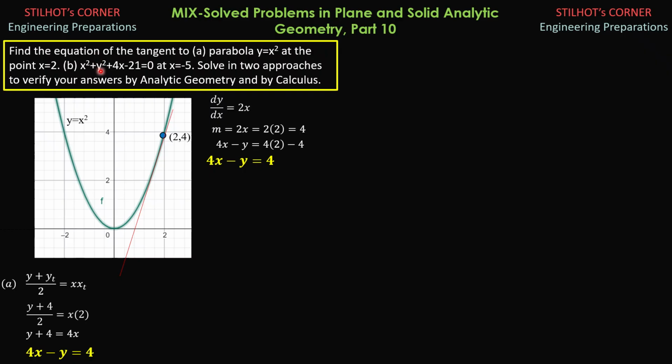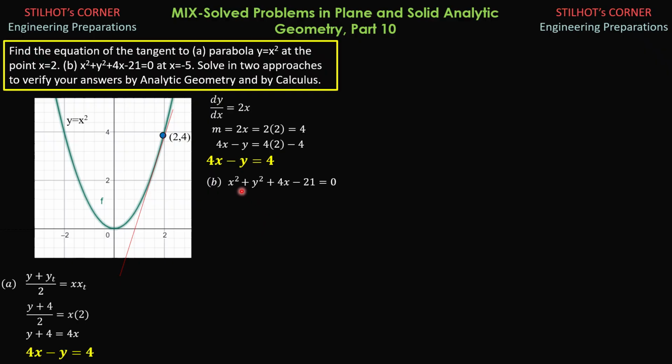For the second one, let's transform this. This qualifies as a circle. So let's complete the squares in x. y is already a perfect square, there's no other y term there. So quantity x squared plus 4x plus 4, by analytic geometry first.